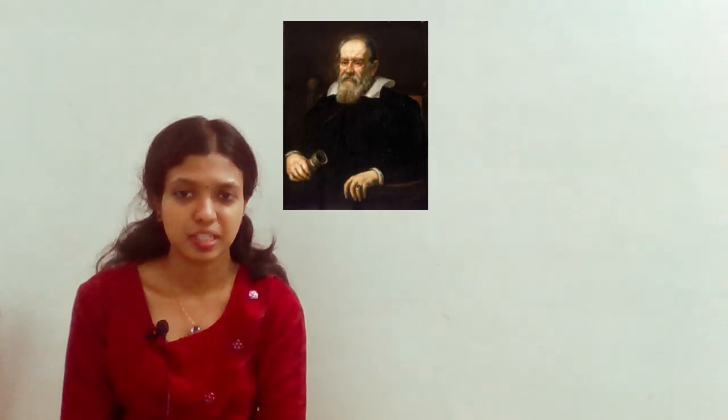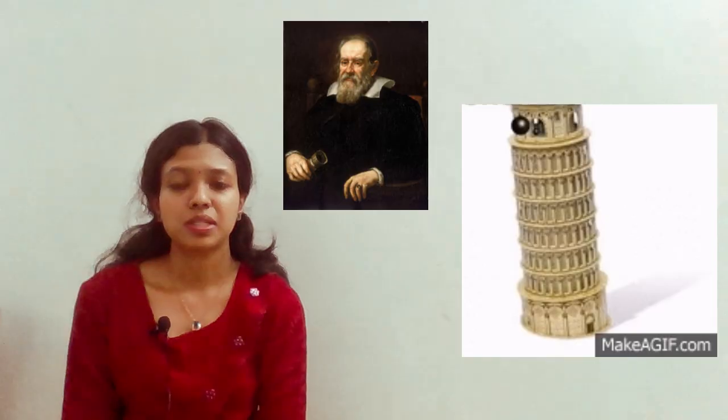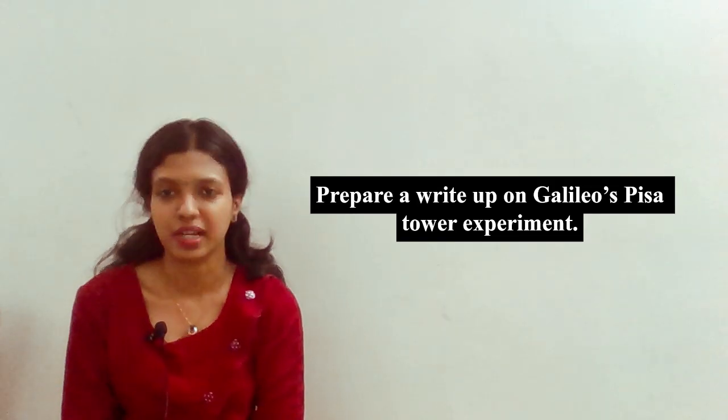Now you have a homework activity. There is a famous experiment called Galileo's Pisa Tower experiment. In this experiment, Galileo drops a heavier object and a lighter object from the famous Pisa Tower. Now you have to prepare a write-up about this Galileo's Pisa Tower experiment.